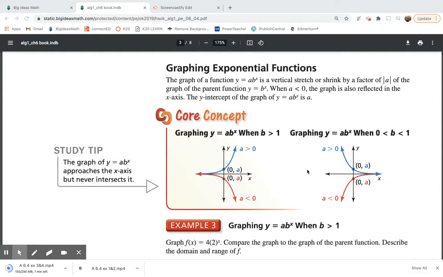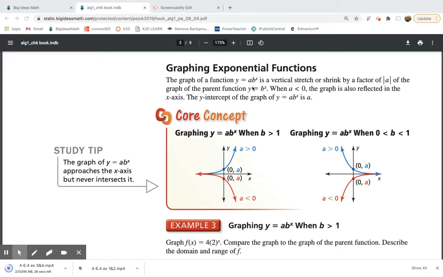Okay, so now it's going to start to get a little tricky. We're going to look at graphing exponential functions. So we are still using the formula y equals ab to the x power. It tells us that's a vertical stretch or shrink by a factor of a of the graph of the parent function. So that sounds super confusing. Just know our parent function is going to be whatever the y equals b to the x is. The a tells you what's happening to the graph.